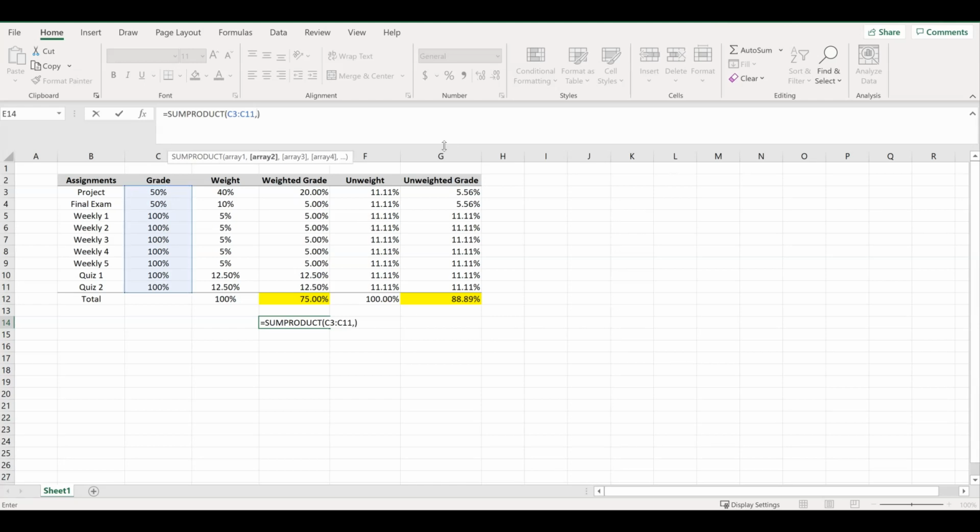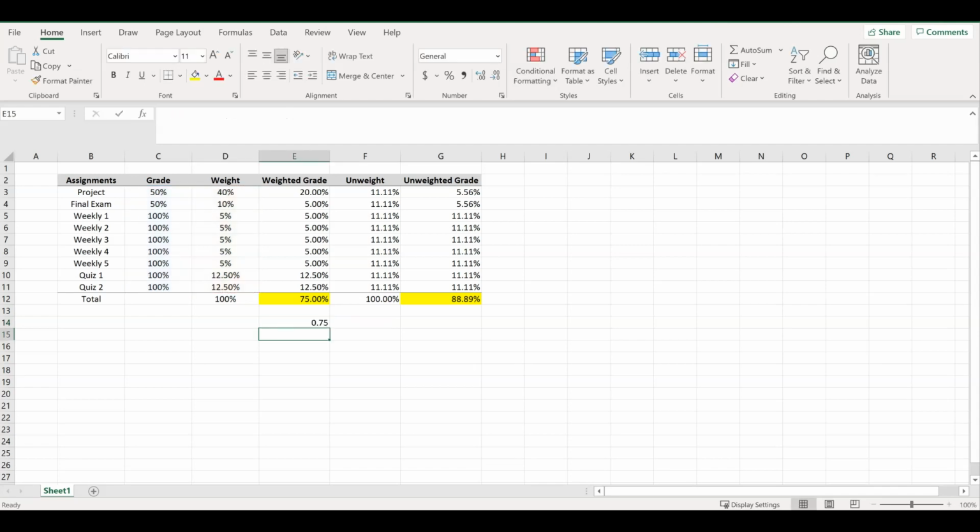And then I'll say comma. Then the second piece that we would like to multiply are all of the values for weight. And we can validate here. We go from row 3 in each case to row 11. And then behind the scenes, these values will be multiplied and then summed. So I'm going to press enter. And we can see that the result is 0.75, or if we change the formatting of this cell, we're looking at 75%, exactly the same.